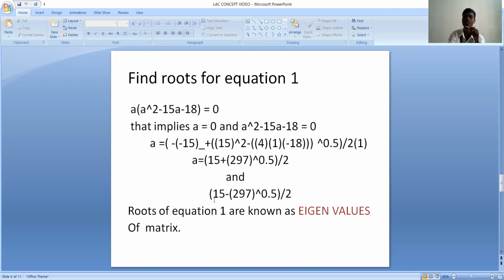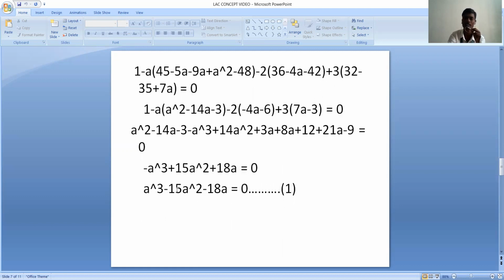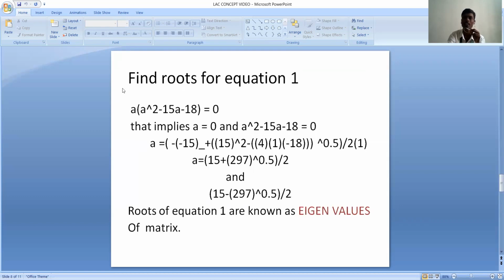Now, the next step is we have to find the roots for equation 1. Let us assume the obtained equation is 1. Take a common from the equation. That implies a into (a square minus 15a minus 18) is equal to 0. First, we obtained a cubic equation, but by taking a common, we obtain a quadratic equation. That implies a is equal to 0 and a square minus 15a minus 18 is equal to 0. That implies one of the eigenvalues is 0.